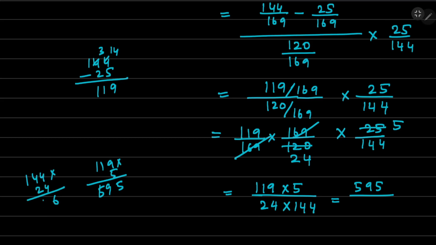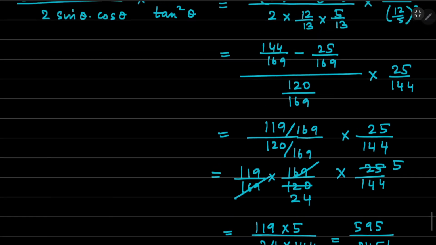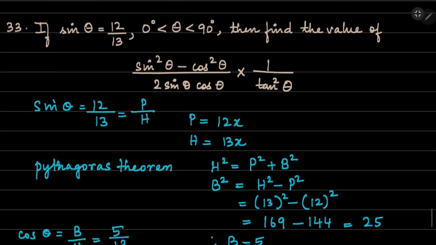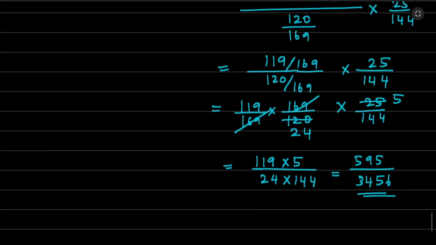So 4 4s are 16, and so on, so it is 3456. 3456 is your denominator, 24 multiplied by 144. You have to do it in your rough work and not on the main page of your answers. Make sure you give a lot of importance to the way you are presenting your answer. So what is the final answer that you are getting? You cannot further simplify it.